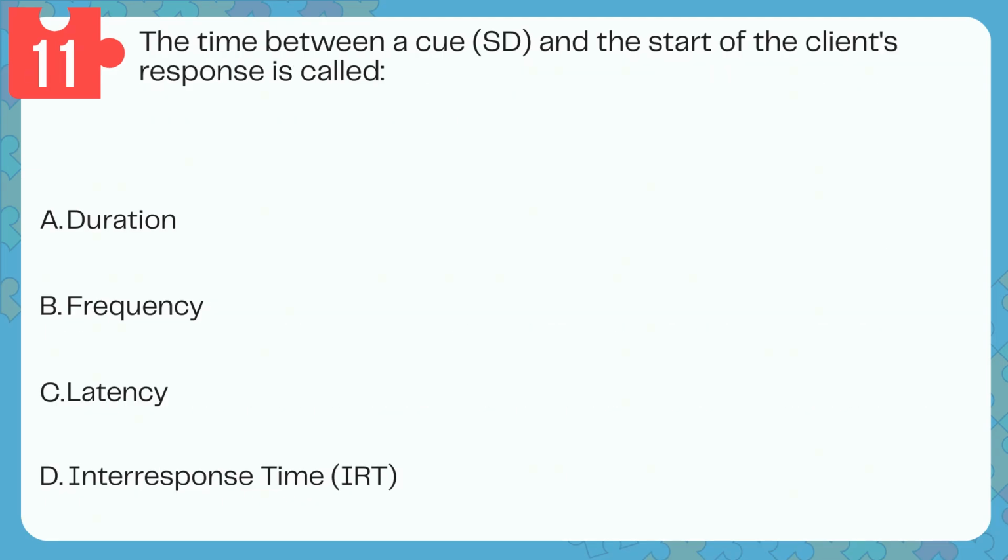Question 11. The time between a cue, SD, and the start of the client's response is called A. Duration. B. Frequency. C. Latency. D. Interresponse time, IRT.